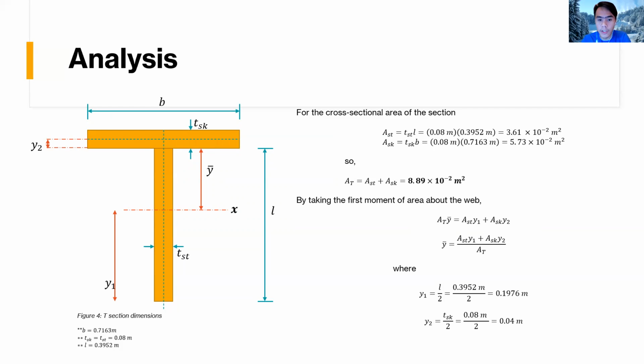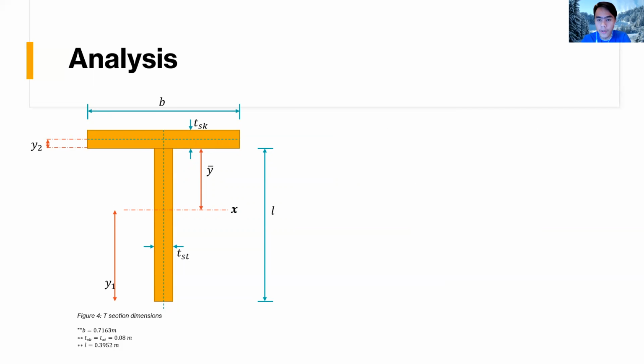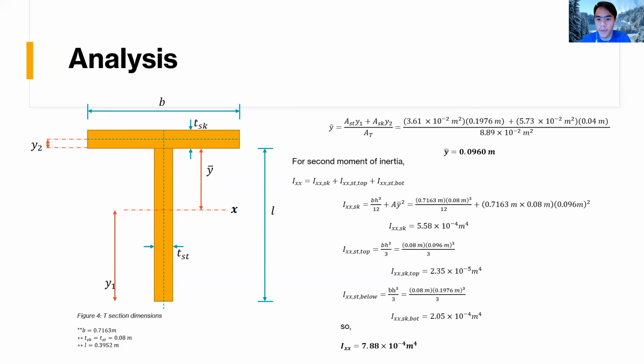Next, we calculated the first moment of area, or the y bar, by taking the moment with respect to the reference axis of the whole section. After deriving the formula, we get the y bar as 0.0960 meter, the distance to the centroid of the whole section. Next, we calculate the second moment of inertia. For this part, we use the second moment of inertia for the skin with respect to its centroidal axis.